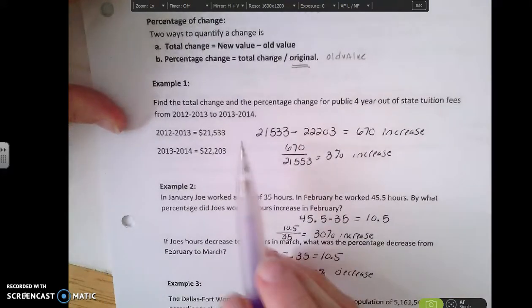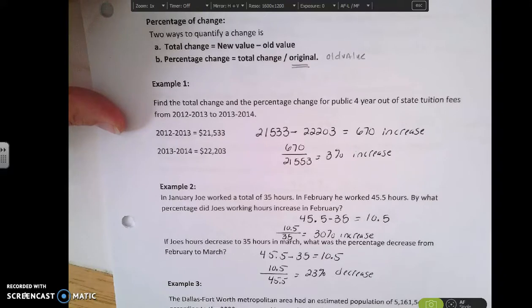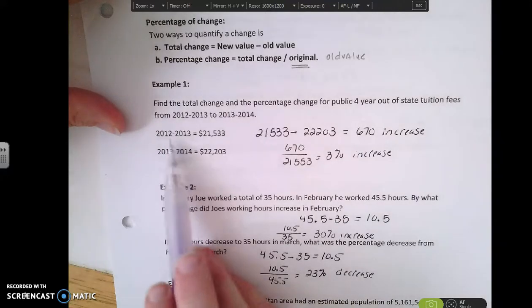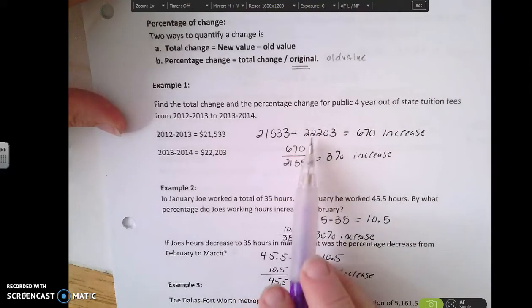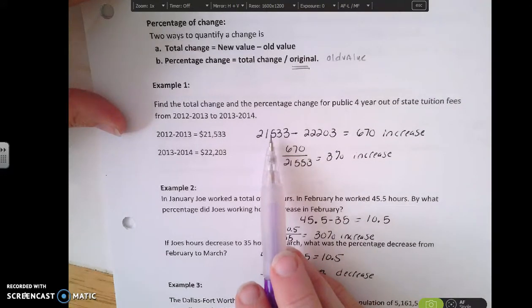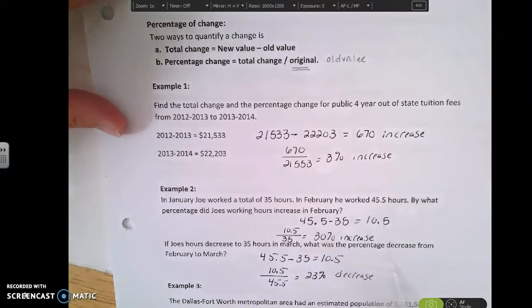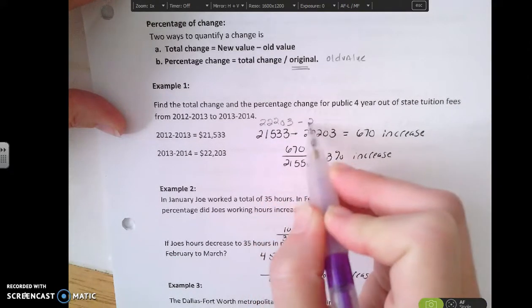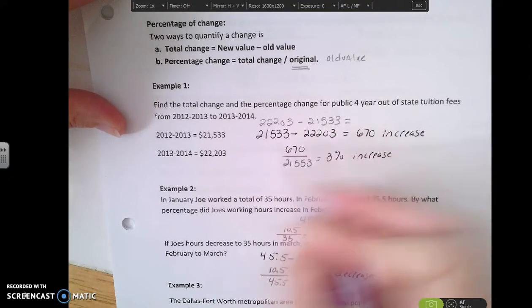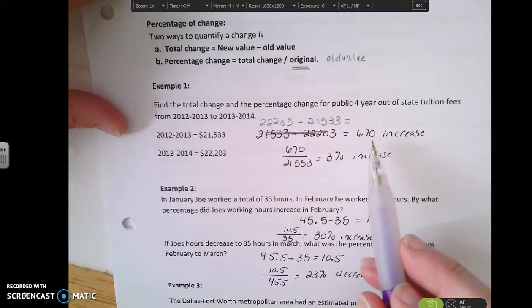So here's an example. Find the total change and the percentage of change for public four-year out-of-state tuition fees from 2012 to 2013. 2012's fees were $21,533 and 2013's fees were $22,000. If I take those two values and subtract them, remember the new value minus the old value. I've got this backwards, sorry. It should be $22,000 minus the $21,533. Okay, that is a $670 increase.